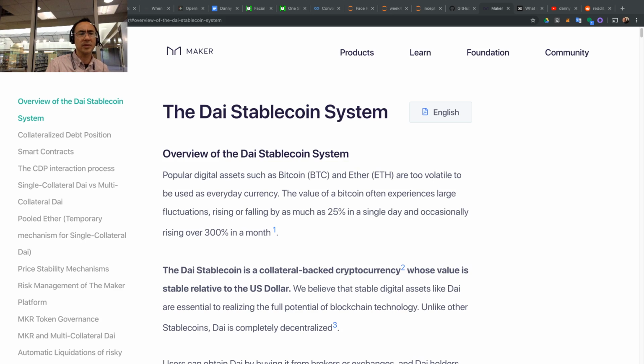I think the ratio right now is about 150% to 1. So if you want to have 100 US dollars, you have to put 150 US dollars worth of ETH into the CDP. And the CDP is like a smart contract based on the Ethereum blockchain, right? And once you get this 100 US dollars worth of token, it's called DAI, right? Coming out from the smart contract, which is called a CDP, collateralized debt platform.